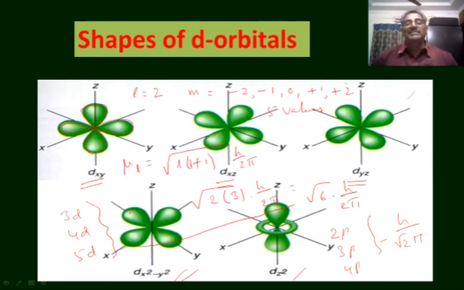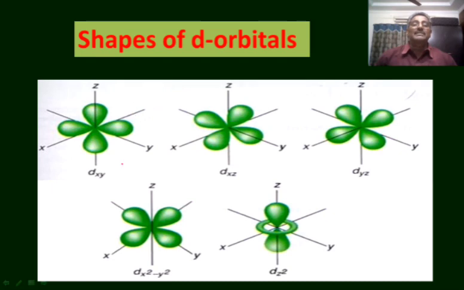What is the angular momentum of the s orbital? For the s orbital, the angular momentum is 0, so the s orbital is spherical. For p orbitals and d orbitals, the orbitals are not spherical. That means electron cloud densities are not similar or symmetrical around the nucleus. That is, electron cloud density is more in certain directions around the nucleus and less in some other directions.